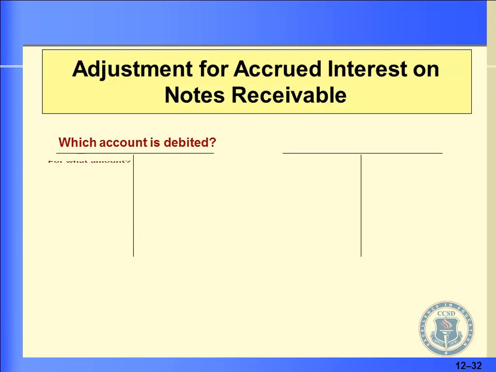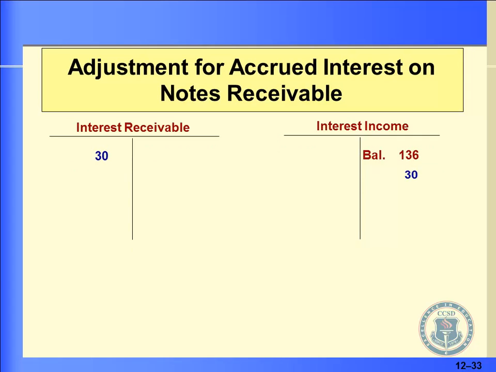So there it is. Which account is debited and which account is credited? Whenever we're doing an adjustment for accrued interest on notes receivable, we're going to bring in interest receivable, because this is interest that's going to be coming in. It's due to us, not that we've collected yet. And we're going to credit interest income because we've earned the money after the 2 months, we just haven't gotten it yet.